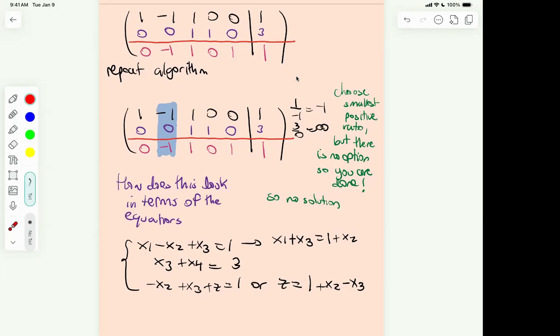But again, analyzing it directly from the equations can be more confusing. If you just look at it from the matrix, there's no ratio that you can choose, and then you're done. And that's how non-degenerate unboundedness looks in general.